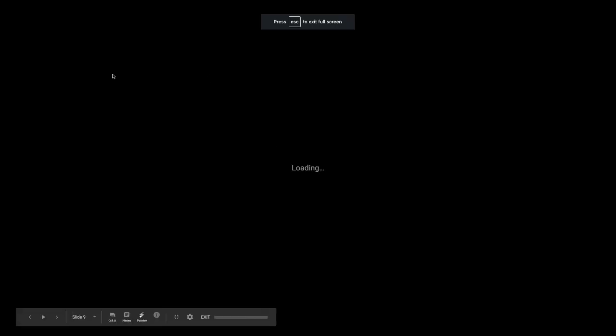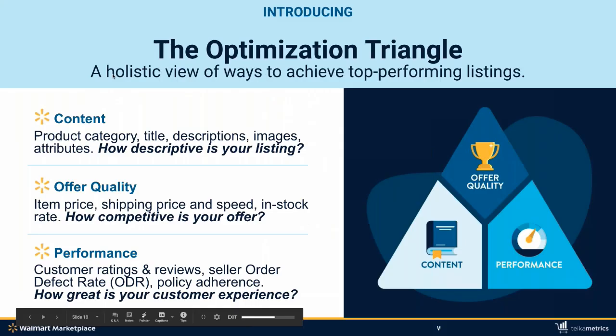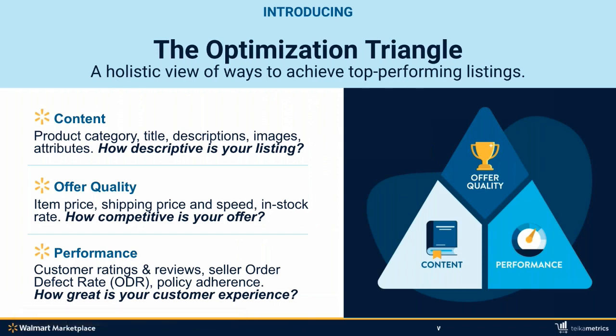Looking at Walmart here, I'm going to use a slide that Walmart Marketplace used with us. A lot of the rules still apply: images, enhanced brand content, etc. Walmart looks at this like a triangle. In the center, the way you put this triangle together is content: product category, titles, descriptions, images, attributes. How descriptive is it, both from the scientific perspective of gaining traction in Walmart's algorithm, and in how you are actually conveying that to the customer?